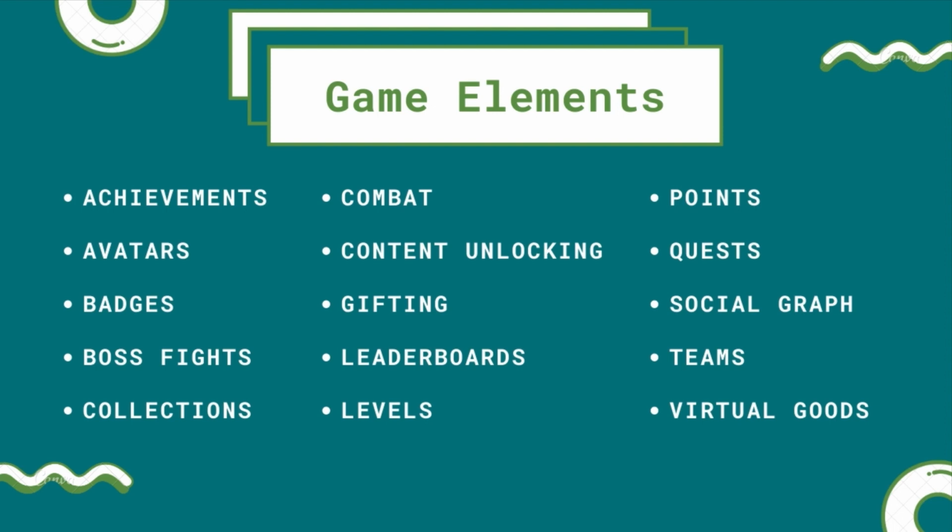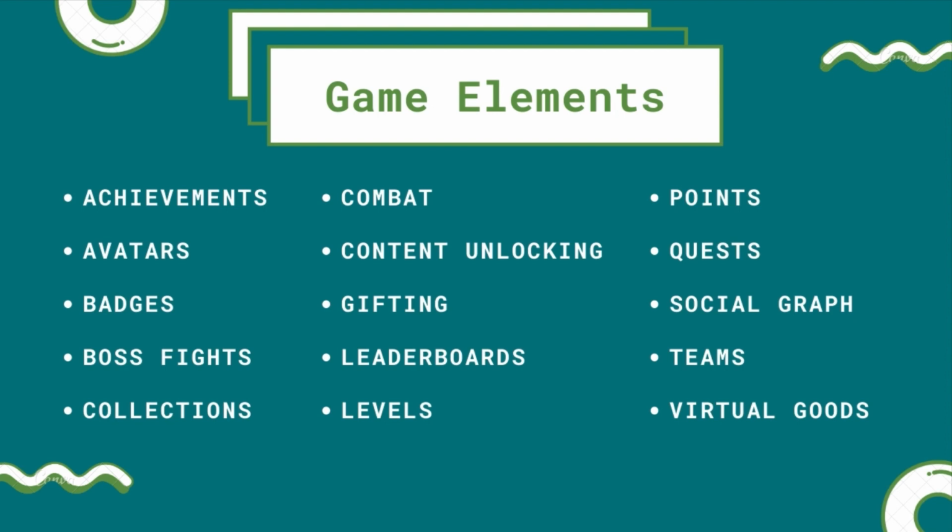Boss fight. This is at the end of a level, the end of some part of the game, a really hard challenge, a high-level monster that you have to defeat, and it's typically really hard to do so in order to get to the next level. Collections. Collections pull together a bunch of different things, assembling certain pieces or certain examples of something. You have to get a whole bunch of spells together, or you have to get a whole bunch of badges together to fill up a cabinet that you can get in the game. Combat. You are probably familiar with combat.